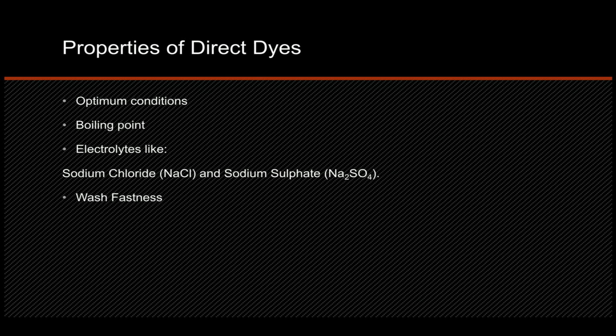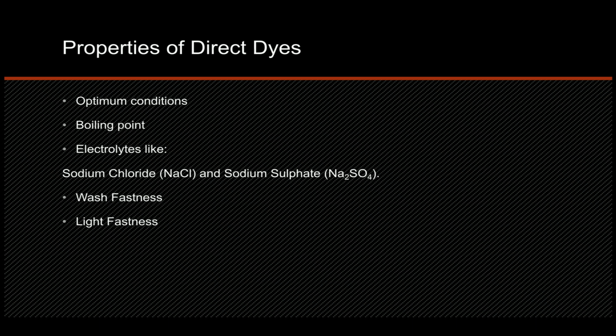Wash fastness. The wash fastness of direct dyes varies, ranging from poor to slightly good. Therefore, they are used in those processes and fabrics where the wash fastness is compromised. Light fastness. The light fastness of these dyes also varies, ranging from poor to good. But there are some direct dyes in which a copper metal complex is present, therefore enhancing the light fastness of these dyes.